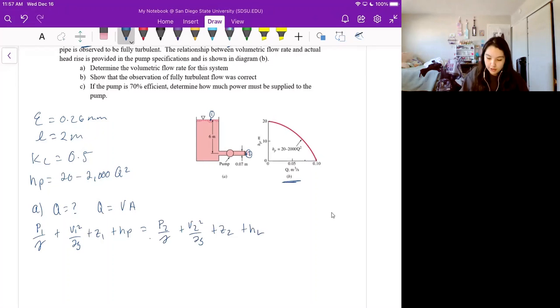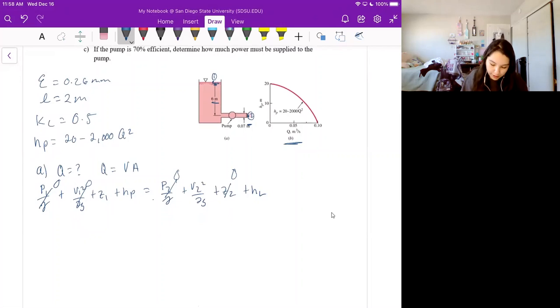Now looking at these points here, we can see point 1 is open to the atmosphere, so that means P1 is 0, but it's also at the very top, so we know V1 is going to be about 0, so V1 becomes 0. And point 2 is also open to the atmosphere, so P2 becomes 0. However, it is coming out with velocity, so V2 is going to be a variable we need to solve for. It is 6 meters below point 1, as stated here, which means Z2 is going to be 0. So from here, we have Z1 plus head rise is equal to V2 squared over 2g plus head loss.